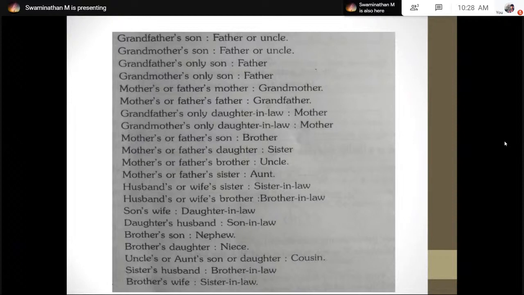Many will get confused. At that time, we may not get who that person is in blood relation. You need to think patiently. Next, mother's or father's mother is grandmother, mother's or father's father is grandfather, and I hope you know the other things. In blood relations, you need to have a lot of practice.